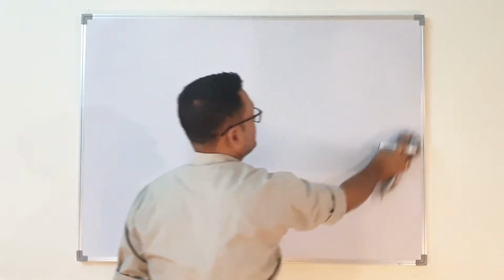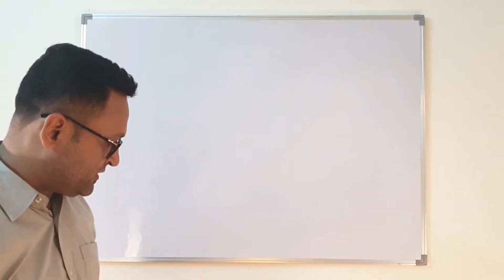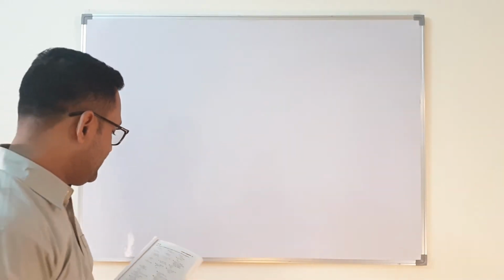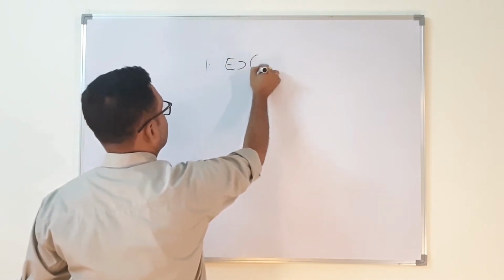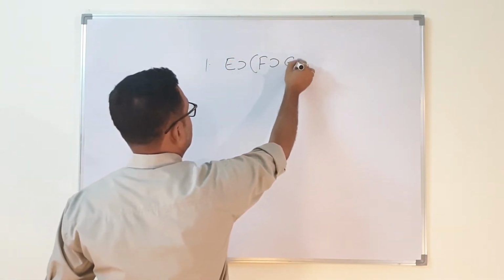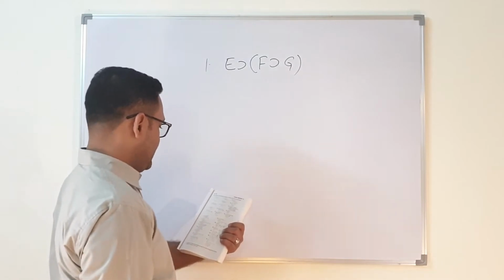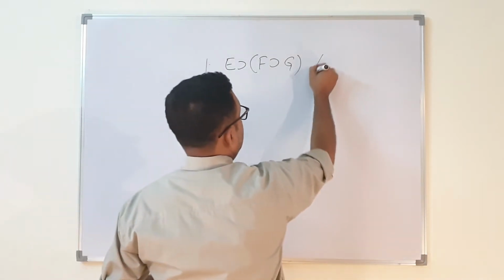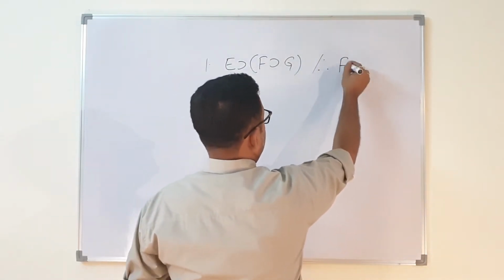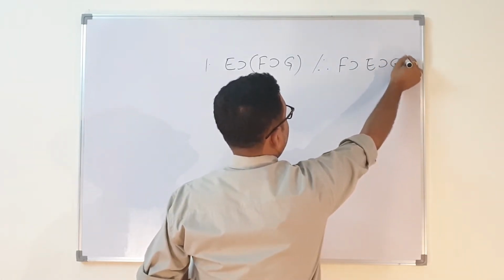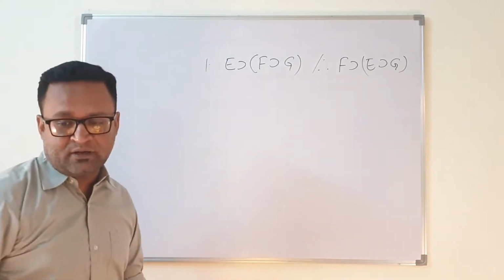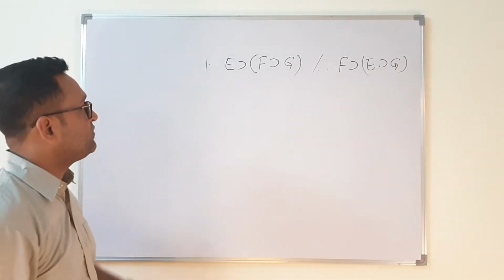Okay, now let us take the next question, which will also be a very simple question, but let us see if it is simple for you. The question says E implies F implies G. Okay, E implies F implies G. Therefore, F implies E implies G. Okay, now this is the question which has been given to us.